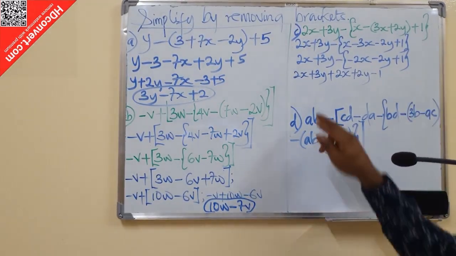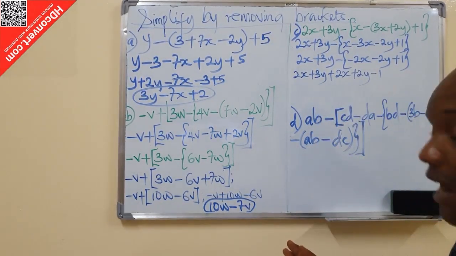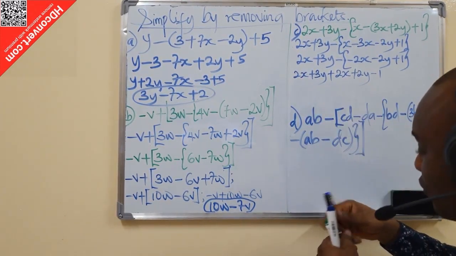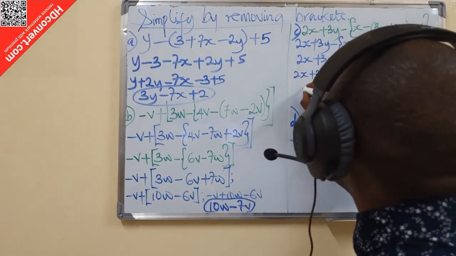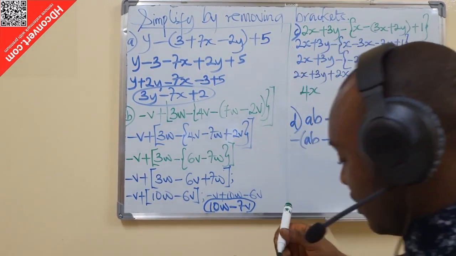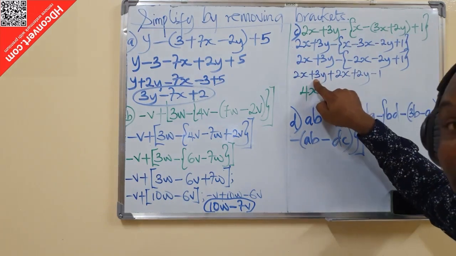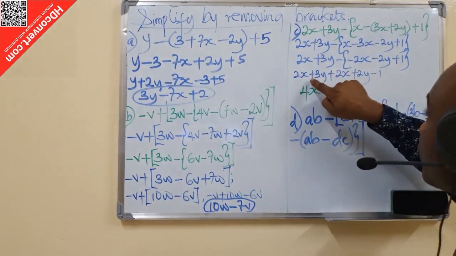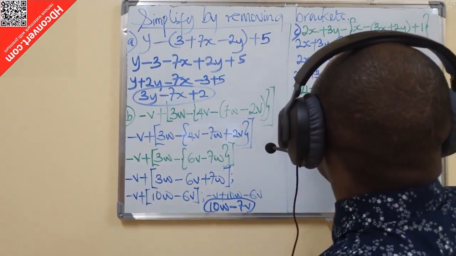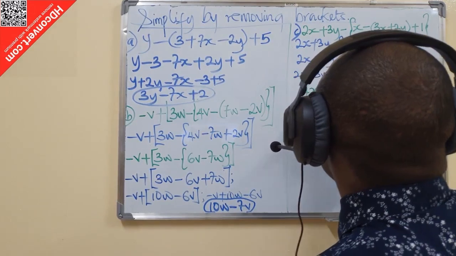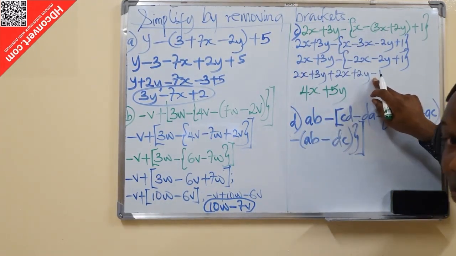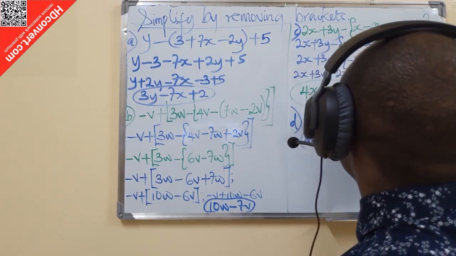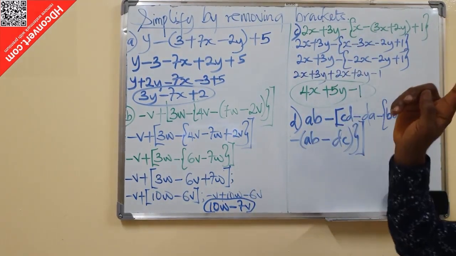Our work now is to collect like terms together and simplify. To do that, observe, this is 2x and this is 2x. Since they are both positive, 2x add 2x gives us 4x. Done. What is the next? Y. This is 3y and here we have 2y. Both of them are positive, so 3y add 2y will give us 5y. And finally, there's just one constant. We'll leave it the way it is. It is negative, it remains negative. This becomes our final answer for question C.